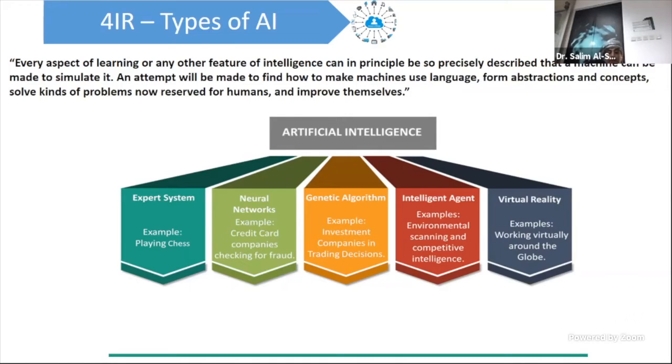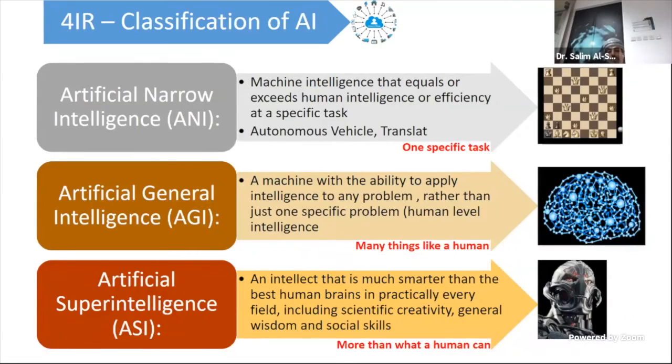What are the types of artificial intelligence? Expert systems, like, for example, chess. How many of you have already played chess with the PC? From my practice, once I spent more than 7 hours playing chess with the PC, and I could beat the PC only one time. Now think about our children playing on their smartphones. So lots of games, and we have neural networks, genetic algorithms, intelligent agents, and virtual reality.